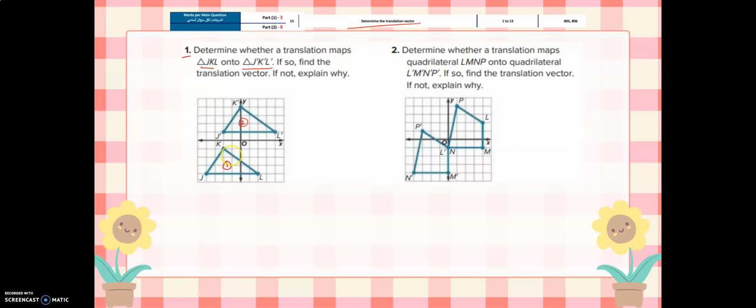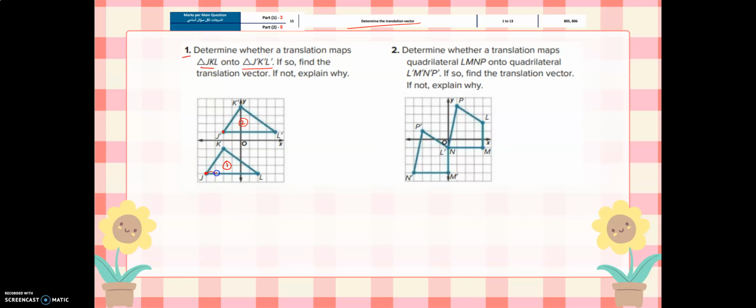In order for us to see whether the translation maps the two triangles, we're going to look into their translation vector. So how is this translated? Okay, so I'm going to look at their corresponding vertices. So J corresponds to point J prime. So how was it translated? Let's try to find out the translation vector.